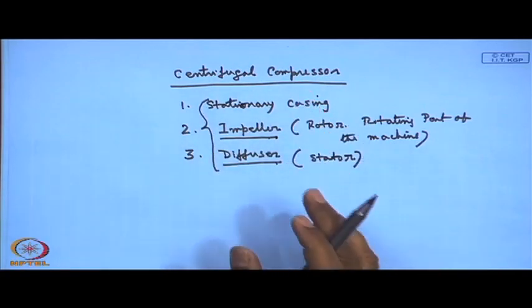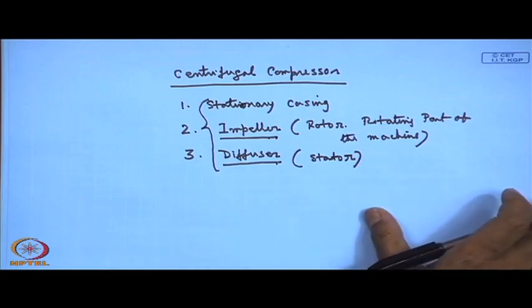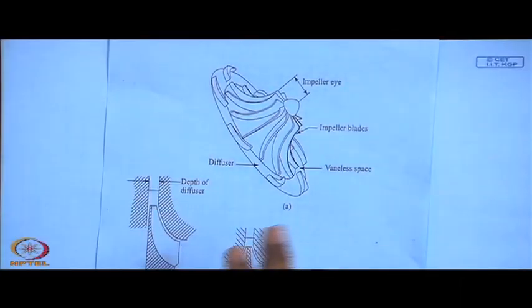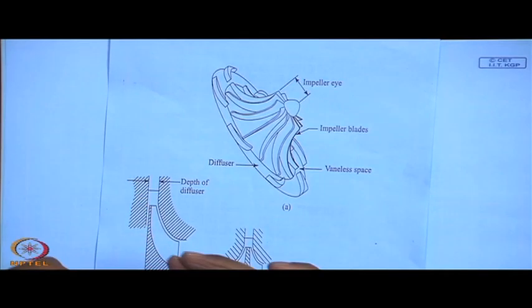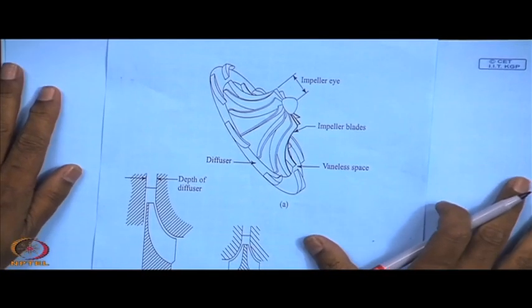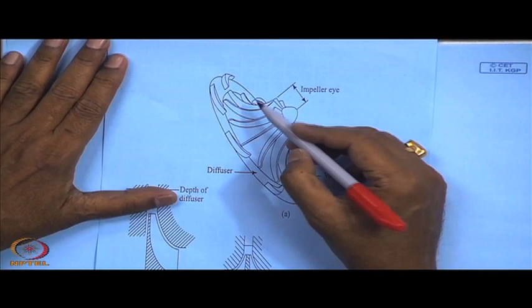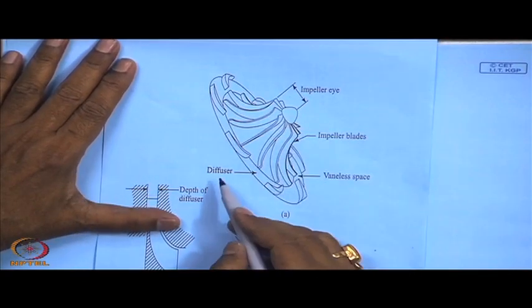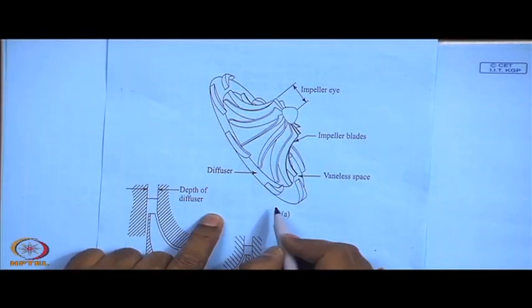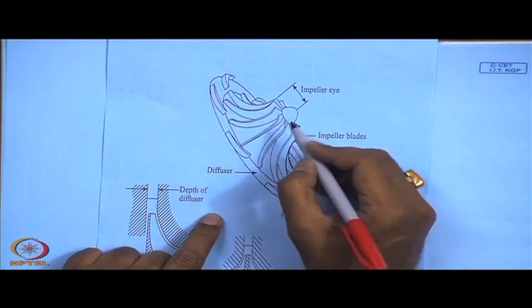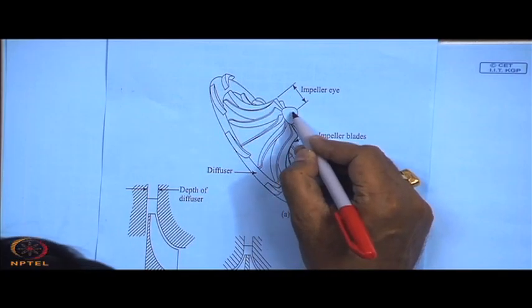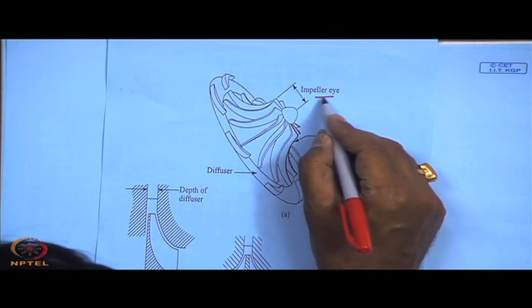Okay, let us now see one by one how the parts look. Here we see the impeller. It looks like this, just like a rotating disc. Now, this is the inlet of the impeller. This is known as the impeller eye.